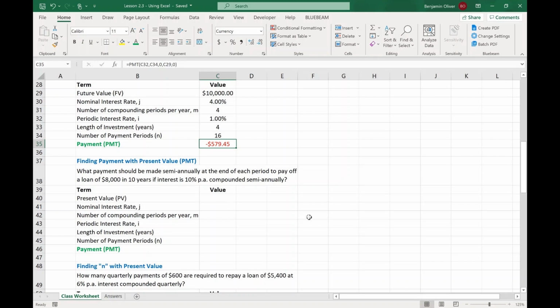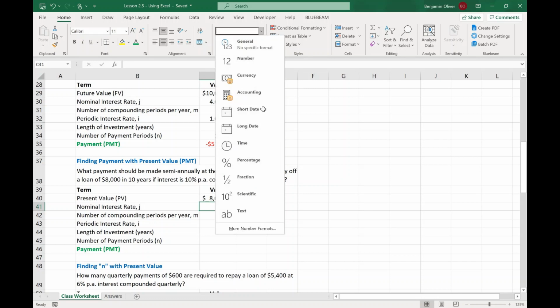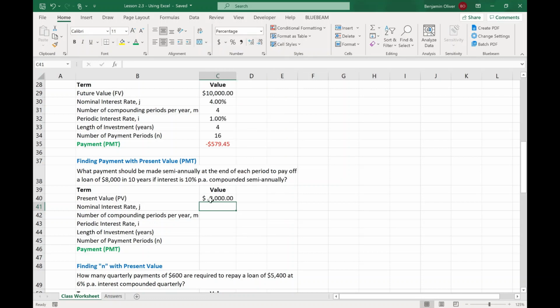Move down a little bit here. So our present value is $8,000. So again, we can just write 8,000. You can see I have it listed as accounting here, so it shows as dollars and cents. For the nominal interest rate here, I have it as general up here. I can click percentage, or remember, go to the drop-down menu and click percentage as well. Our nominal interest rate is 10% here, so you type in 10. You'll know that you have the correct cell type as percentage when the percentage sign automatically comes up. So we type in 10 here.